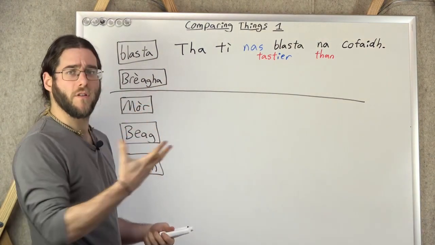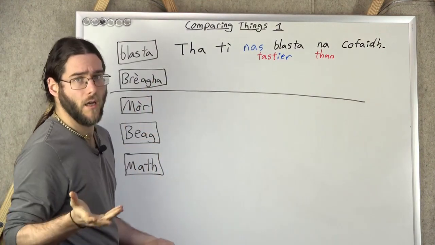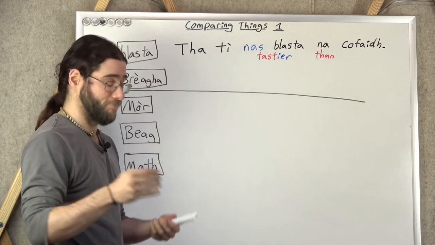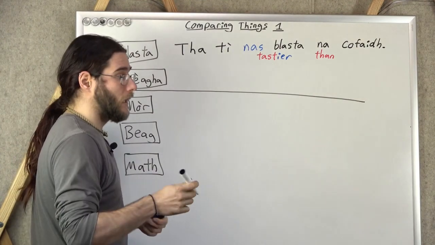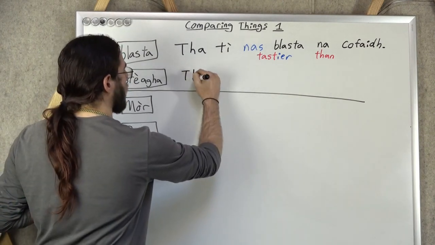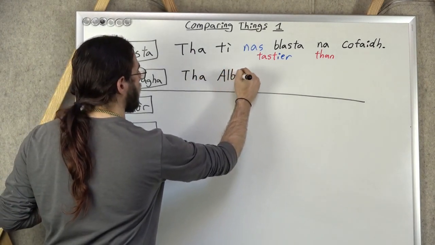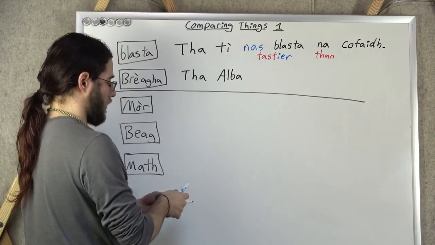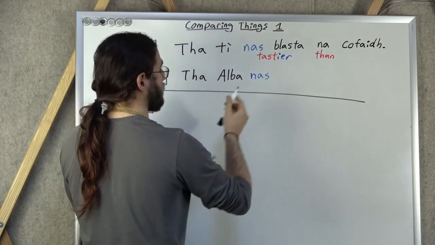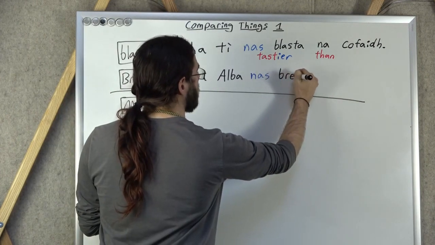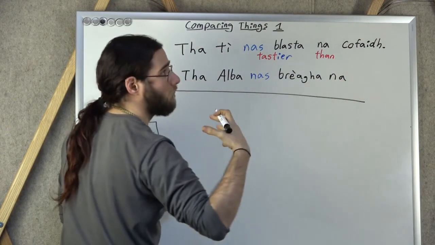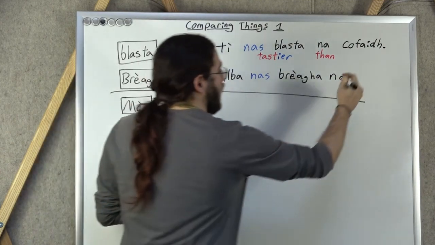All right, what about bria? If something's beautiful, it's bria, right? Gleva. But what if something is more beautiful than something else? Well, let's see. Ha alapa nas bria na Australia.